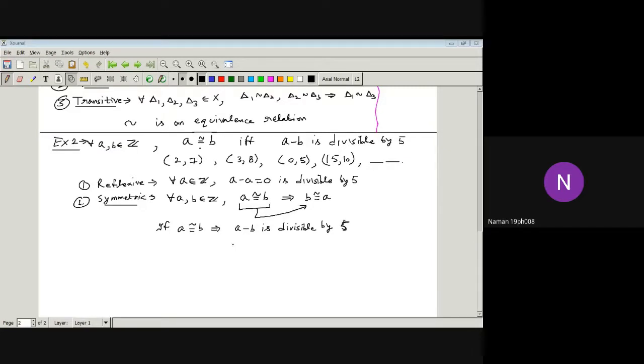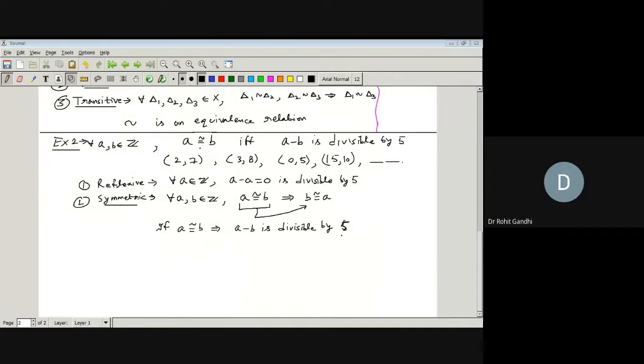तो इसका negative होगा. अगर a minus b divisible by 5 है तो इसका जो negative होगा, minus of a minus b, वो भी 5 से divisible होगा और इसको हम लिख सकते हैं कि b minus a is also divisible by 5.